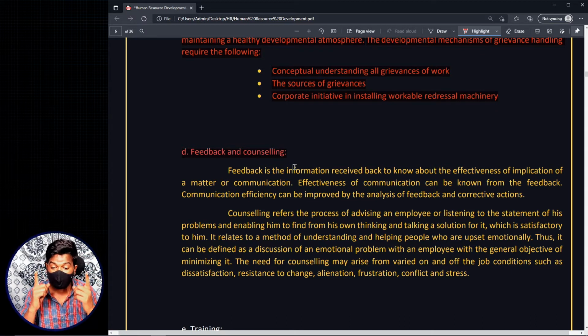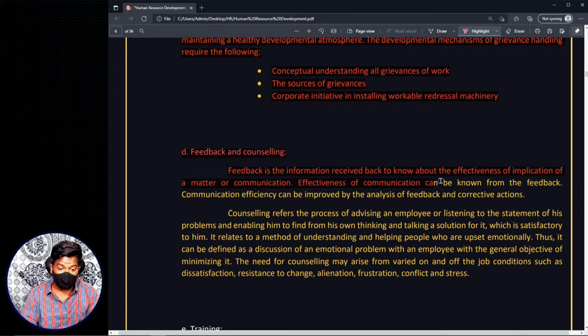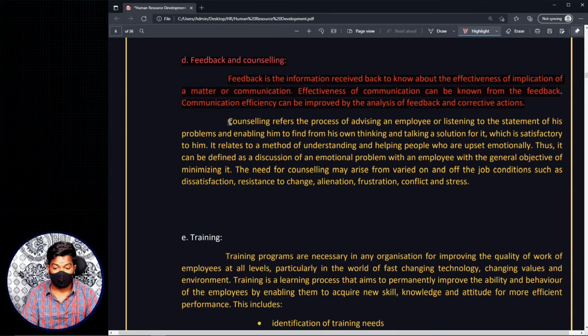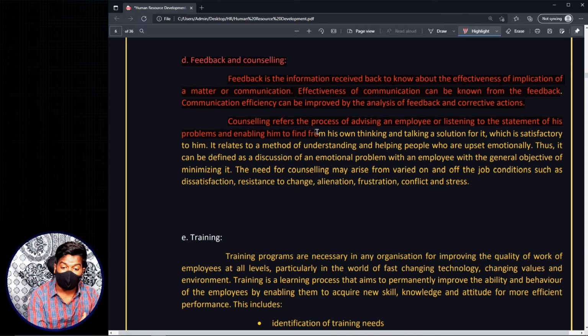Now coming back to the theory of feedback and counseling, see, feedback is the information received back to know about the effectiveness of implication of a matter or communication. Effectiveness of communication can be known from the feedback. Communication efficiency can be improved by analysis of feedback and corrective action. So this is the general theory, but the basic concept is whatever we have discussed about feedback. Okay, now talking about the basic theory of counseling. Counseling refers to the process of advising an employee or listening to the statement of his problems and enabling him to find, from his own thinking and talking, a solution for it which is satisfactory to him.